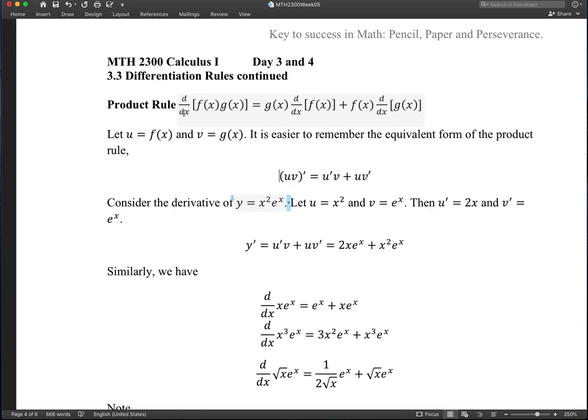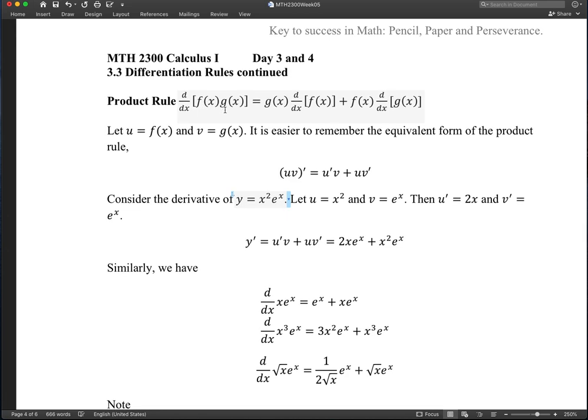This notation means the derivative of f of x times g of x is g of x times the derivative of f of x plus f of x times the derivative of g of x. If you understand the idea very well, it's not a big deal. But for beginners, the formula looks pretty big and might be very intimidating.